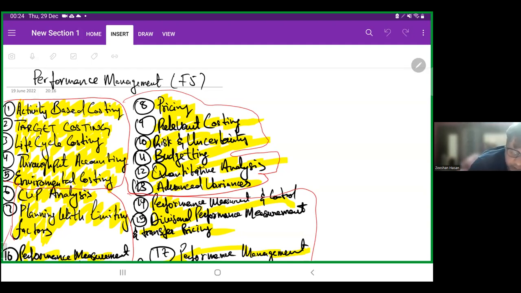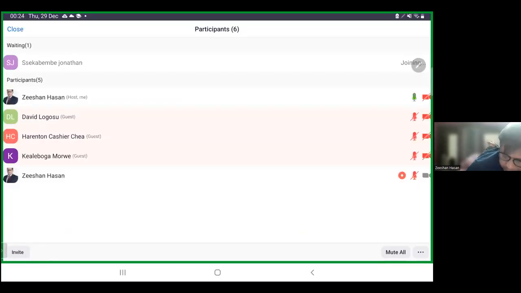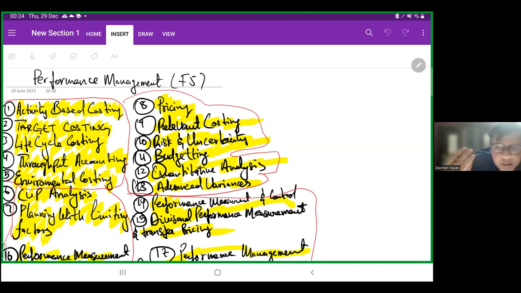Then we have another new area, which is budgeting. In budgeting, what is budgeting, why budgeting is needed, how it can be helpful, and the types of budgeting, we will learn all of those techniques. Then we will move to quantitative analysis. So what is quantitative analysis and its techniques? We will learn it. Then advanced variances. We will learn some more variances, along with the previous variances which we learned in management accounting, and some advanced variances as well. Then performance management and control is the new area.